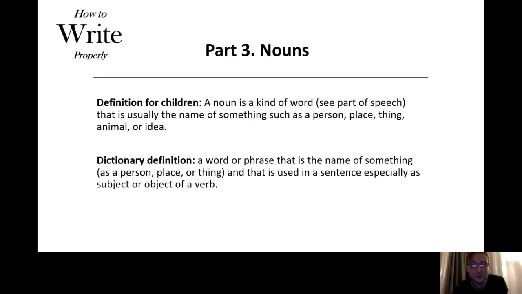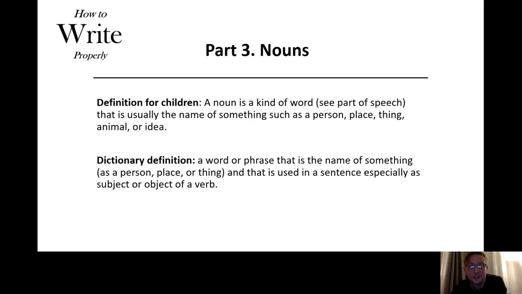So as it says here in the definition for small children, a noun is a kind of word, a part of speech, that is usually the name of something, such as a person, a place, a thing, an animal, or an idea. And that's basically it. A noun is the names for things. And as it says there, it could be the names of individuals, it could be the names of places, the names of objects, the names of animals, or even the names of ideas.